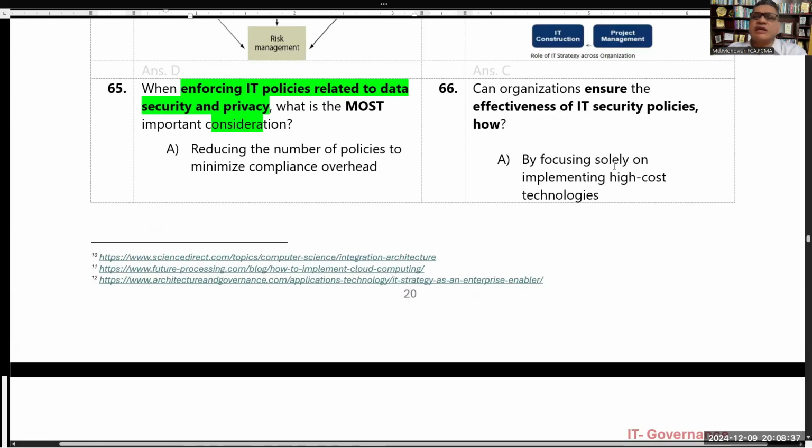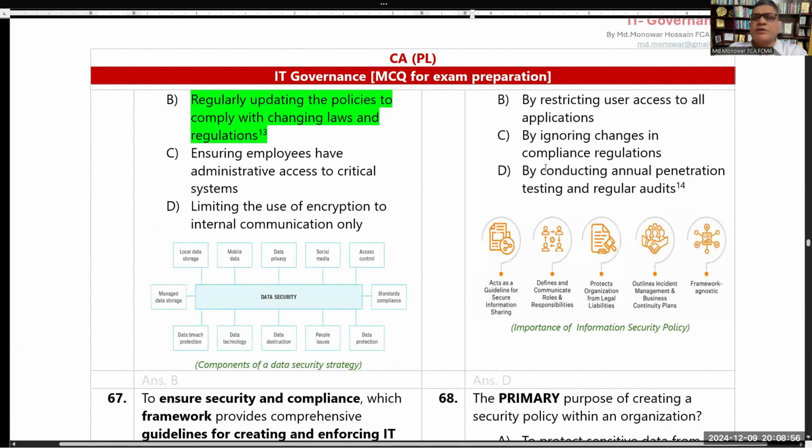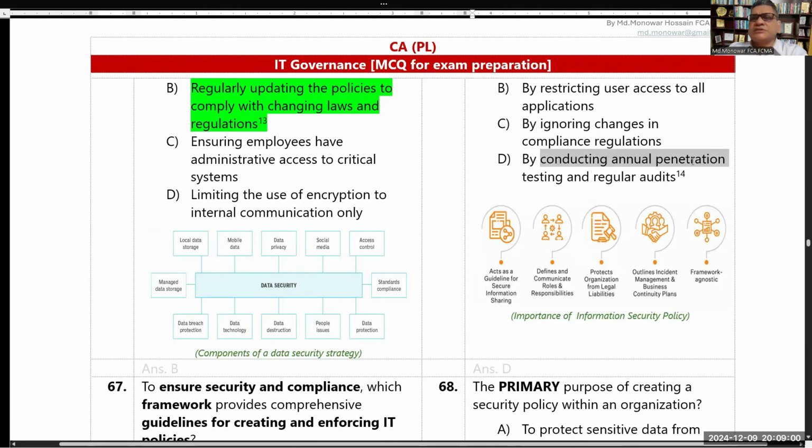Can an organization ensure the effectiveness of IT security policies? How? Yes, an organization can ensure the effectiveness of IT security policies by conducting annual penetration testing and regular auditing.